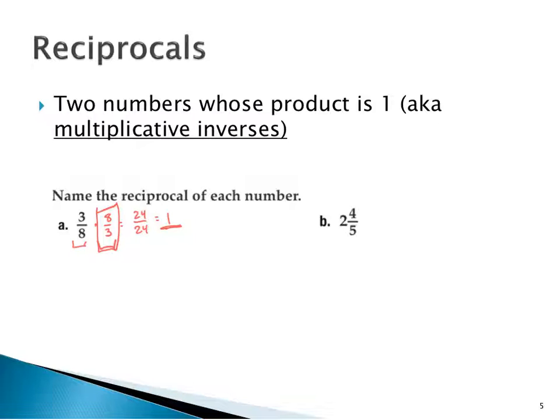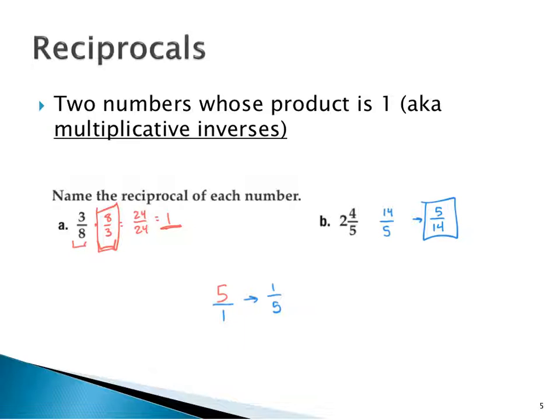Okay? Now, before we go on to letter B, a point I also want to make is that whole numbers can also have reciprocals. So let's just say I have the number 5, and I want the reciprocal of 5. Never forget that whole numbers are fractions too. There's always that invisible 1 underneath, which means the reciprocal of this one would be 1 over 5. Okay? You guys go ahead and do B.